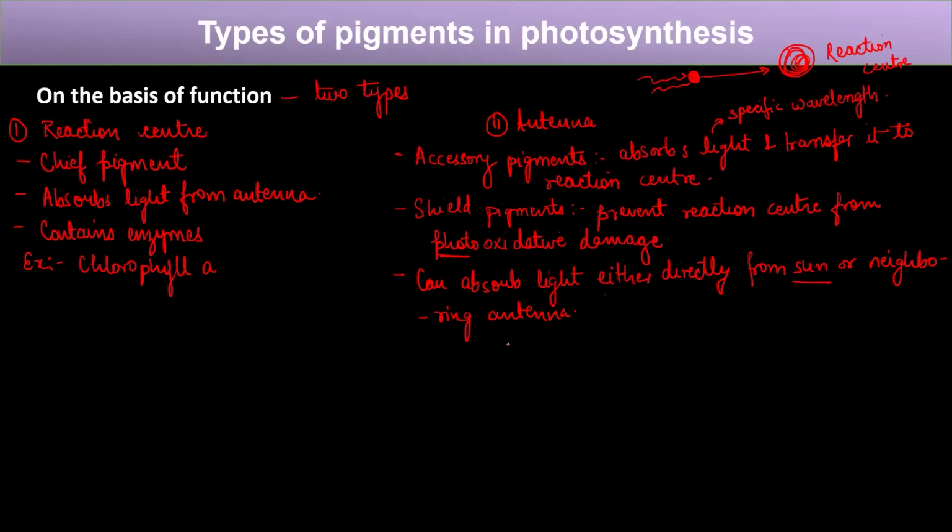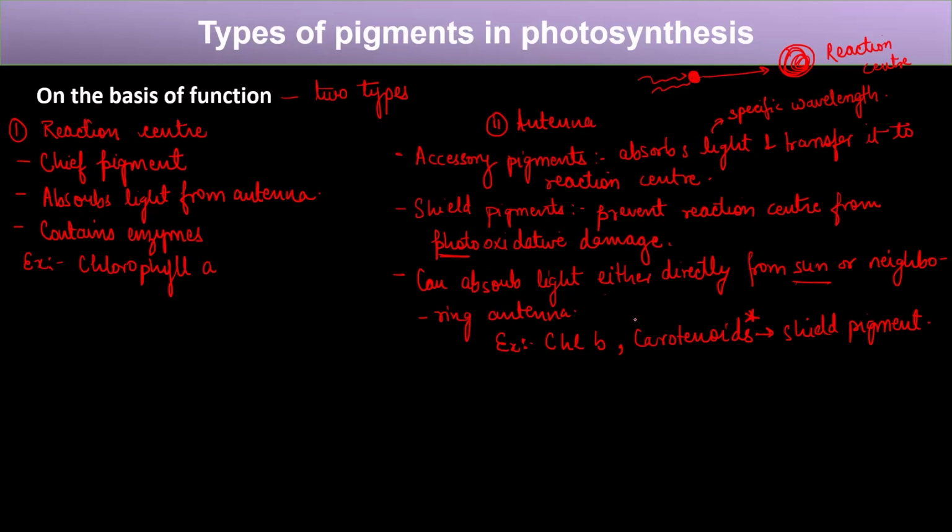And what are the examples of accessory pigments? Out of the many pigments that we studied, one example is chlorophyll B, which I'm representing by CHLB, and carotenoids. These carotenoids especially act as a shield pigment. Now you can think, what is there in these carotenoids or the antenna that they do not undergo photooxidative damage? Because if the light intensity is very high, it might be possible that these antennas themselves undergo photooxidative damage.